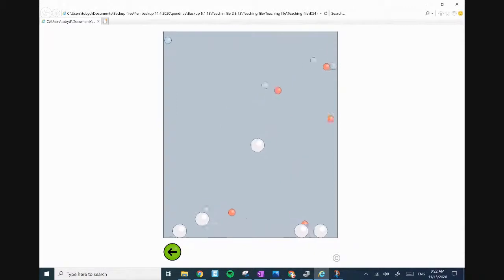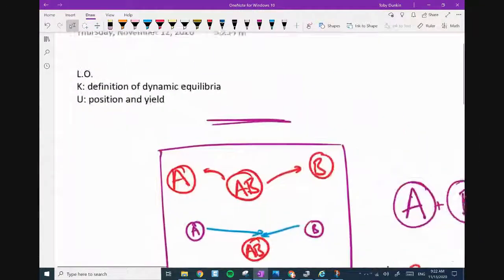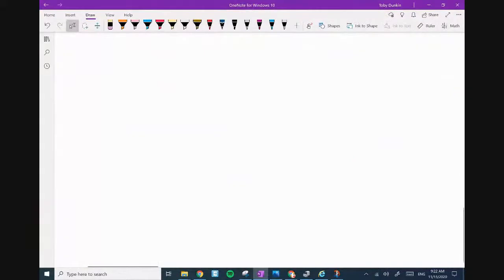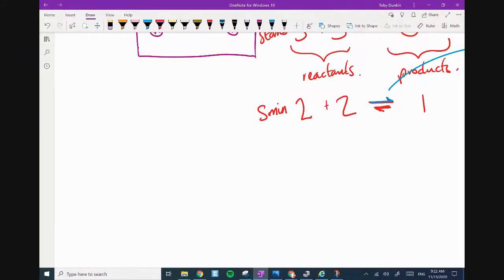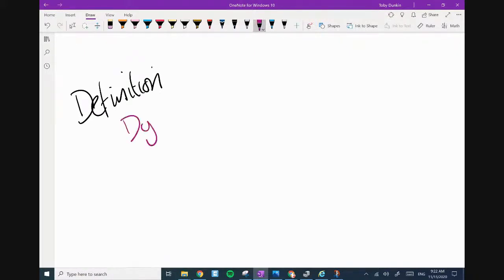Now, this begins the process of building my definition today. I'm going to pause that, reset it just for fun, and then go back to here. First learning objective: definition of dynamic equilibrium. Okay, so let's put a definition in. Dynamic equilibrium.